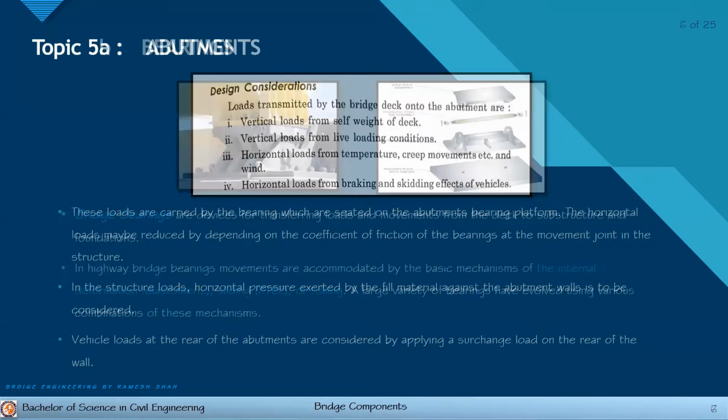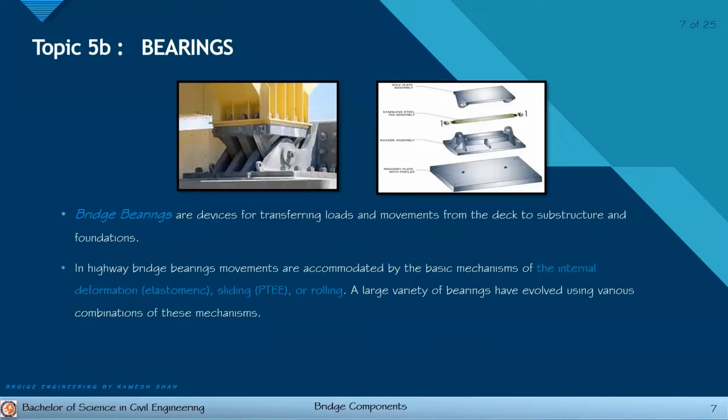our bridges. So next, let's proceed with the topic 5B, the bearings. So as you can see in the picture, these are the parts of the bearing and also the actual photo of a bearing. Bridge bearings are devices for transferring loads and movements from the deck to substructure and foundations. So the bridge bearing is considered as the one that will hold the loads from our superstructure.